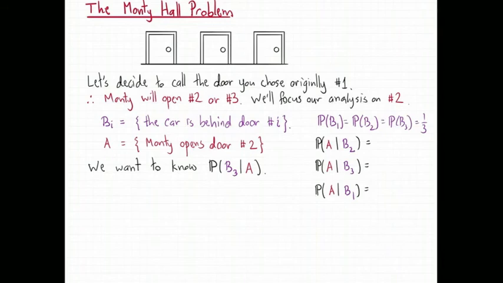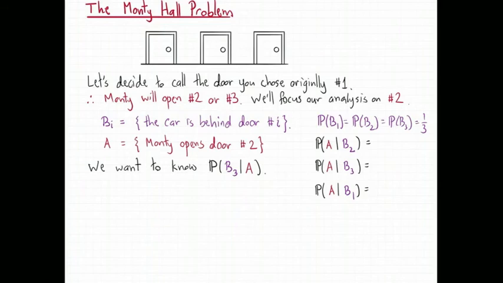It's randomly selected which door it's put behind. So each of those events has prior probability 1/3. And then we're interested in the case that Monty Hall opens the second door, door number 2. Now, what's the information that we have here?